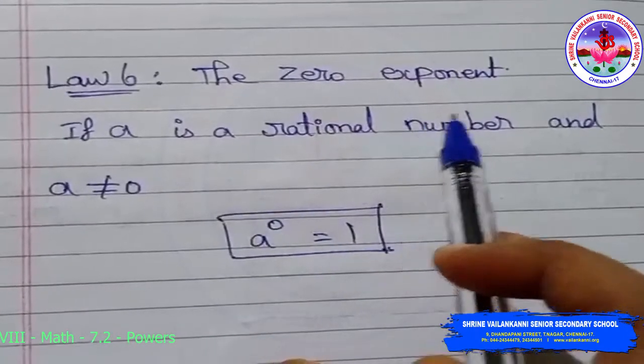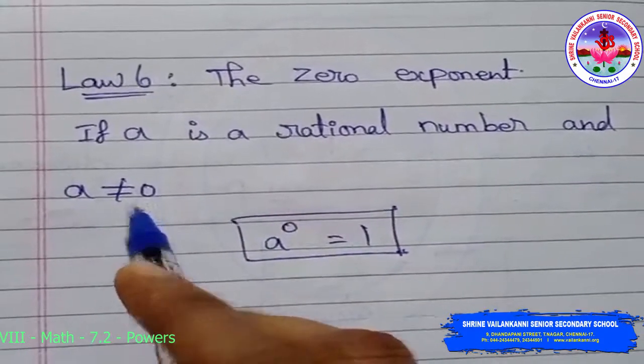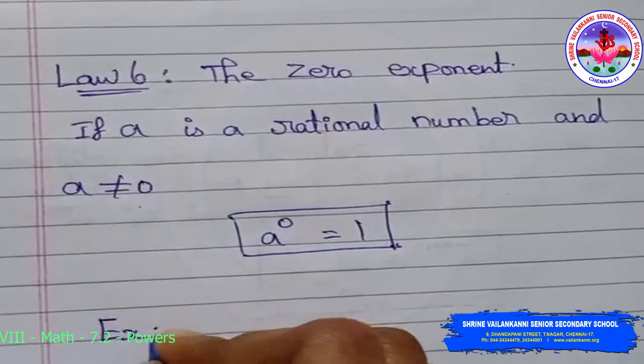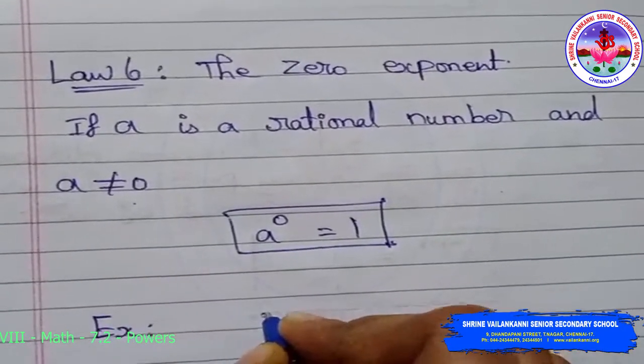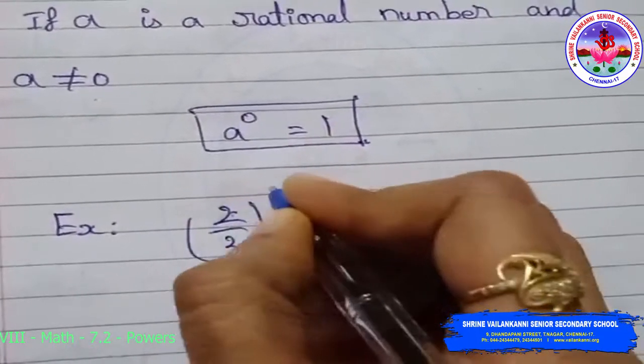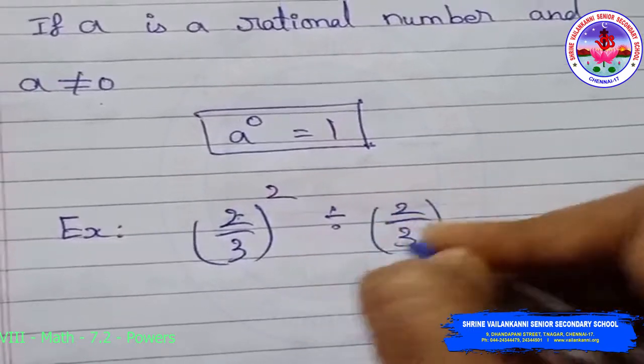Law 6, the zero exponent. If a is a rational number and a not equal to 0, a power 0 is equal to 1. Example, (2 by 3) whole power 2 divided by (2 by 3) whole power 2.